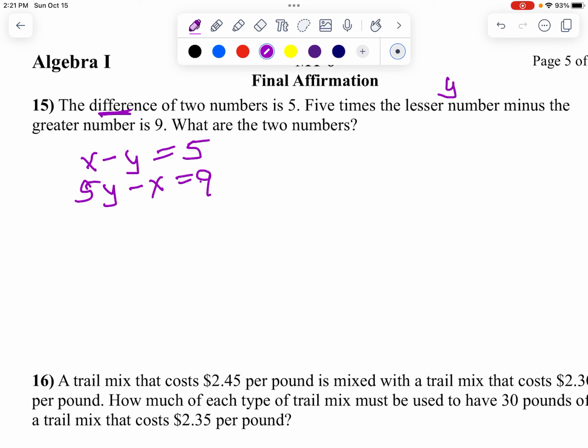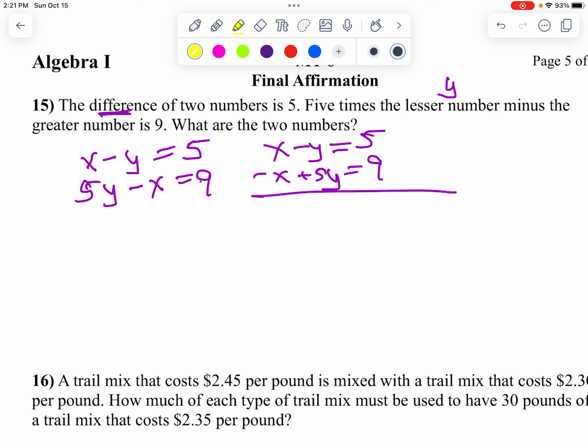And I'm going to do the same thing we did in question 14. I'm going to put my variables in columns. So we have negative x plus 5y equals 9. Notice this one's much simpler than we did last time because my x's are going to cancel when I add them. I don't have to worry about finding common denominators or anything like that.